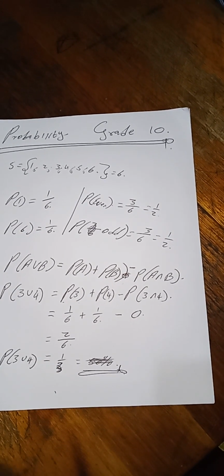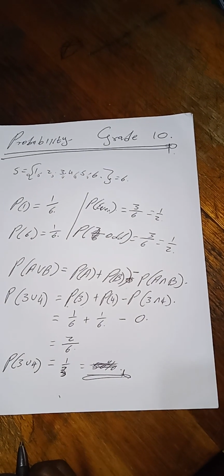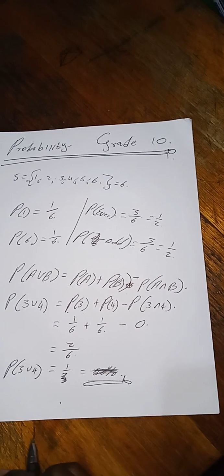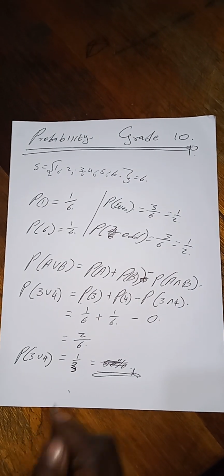You will use a calculator to find the percentage. Then you multiply 1 over 3 by 100, and then you find the percentage.